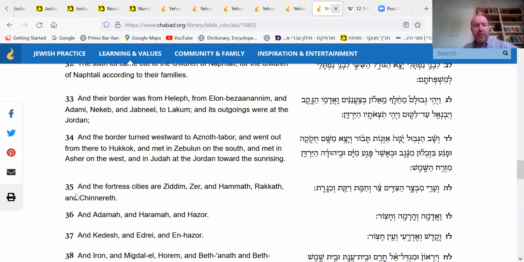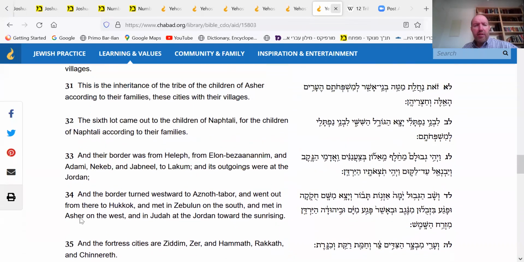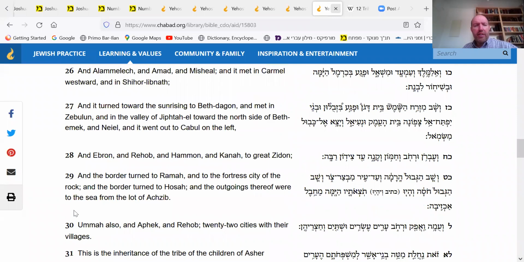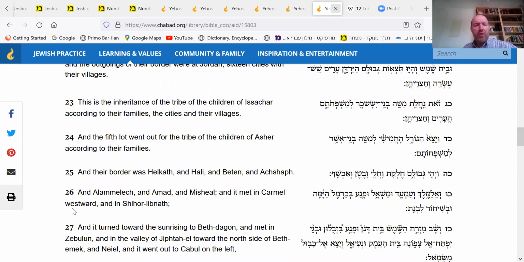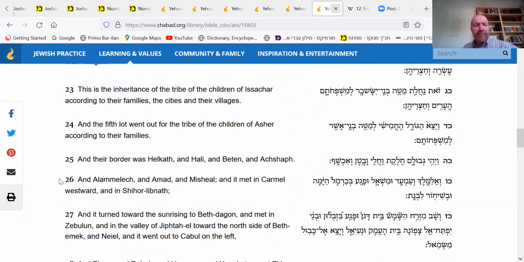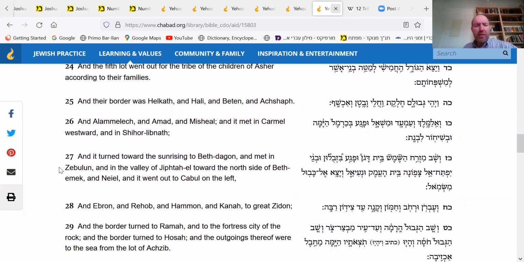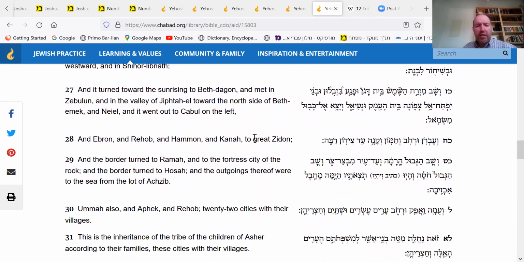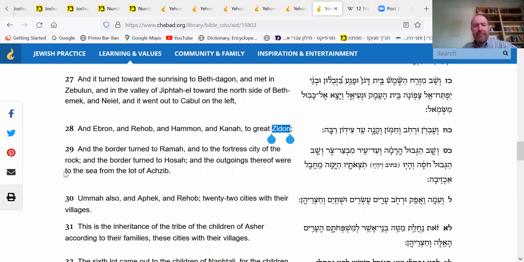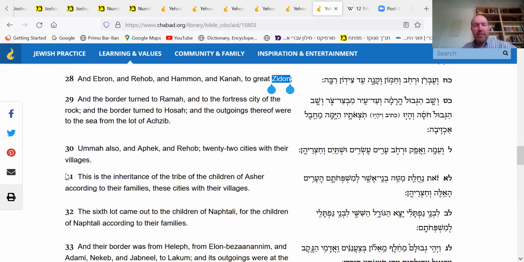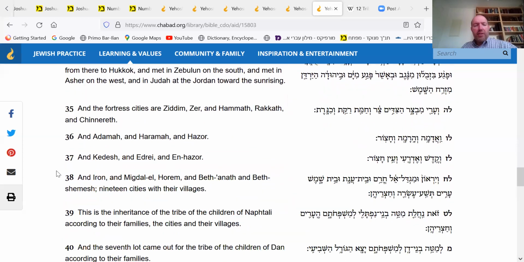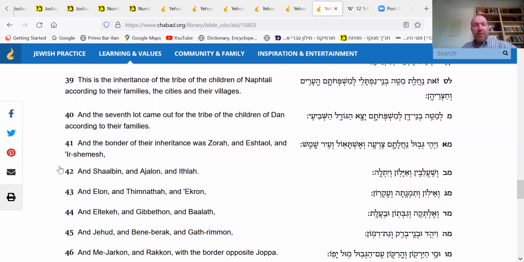We can see those cities in the list of the cities of the tribe of Asher, right? We see it goes into Carmel and Sidon. Here's Sidon, which is Tyre, right? Etc. The area of Achziv. Okay. And this brings us, like we said at the very end, to the tribe of Dan.